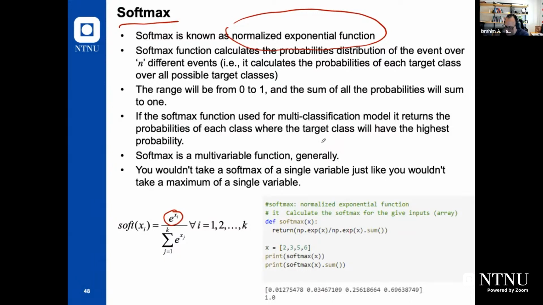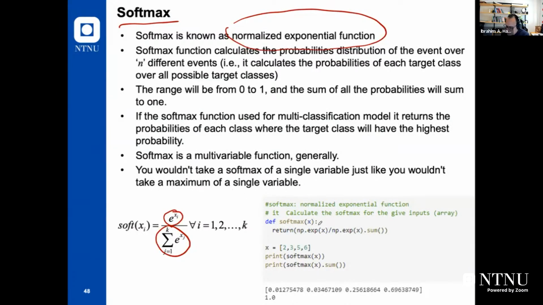Softmax is a multi-variable function. We don't typically use it for binary classification, but we use it for multi-class classification. You would not take a softmax of a single variable because we need to divide by the summation of all the other probabilities. We can use it for binary classification and also for multi-class classification.